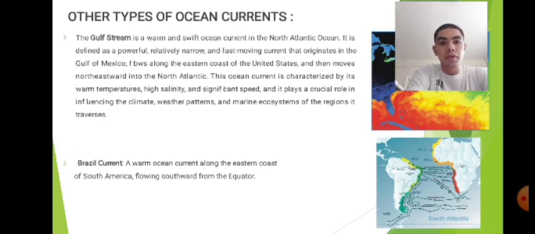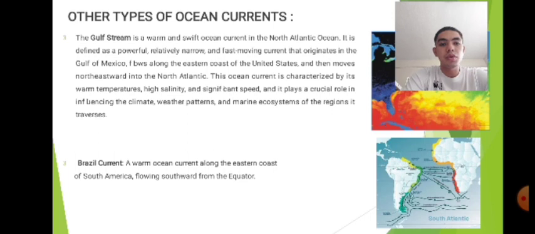First of the other types of ocean currents is the Gulf Stream. The Gulf Stream is a warm and swift ocean current in the North Atlantic Ocean. It is a powerful, relatively narrow and fast-moving current that originates in the Gulf of Mexico, flows along the eastern coast of the United States, and then moves northeastward into the North Atlantic.